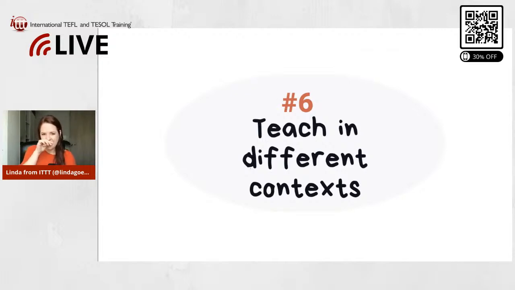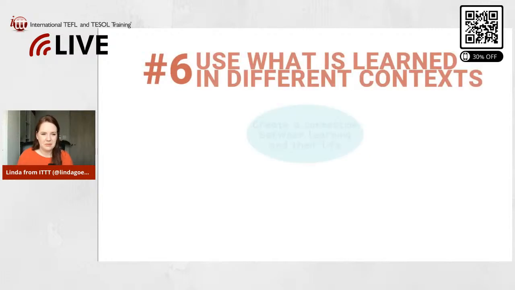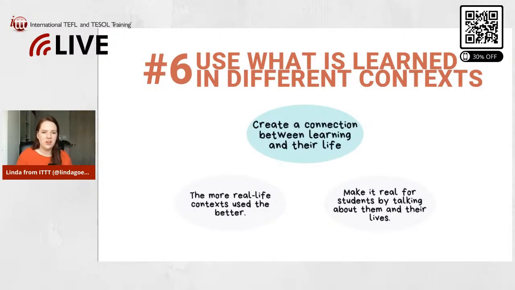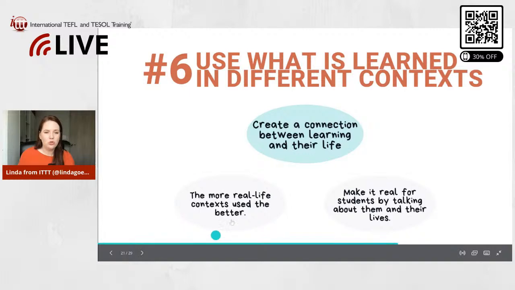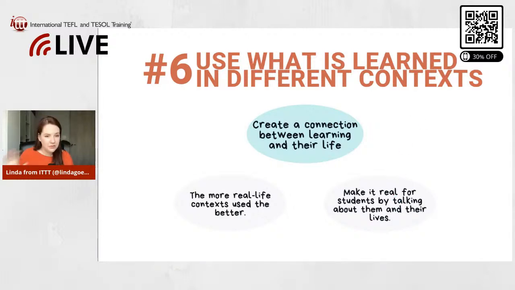Good. Then let's take a look at number 6, teach in different contexts. Tip number 6: use what is learned in different contexts. And here, the takeaway is to create a connection between learning and your students' lives. So the more real life contexts you use, the better. Make it real for students by talking about them and their lives. And you can do this with any kind of topic, any kind of example.